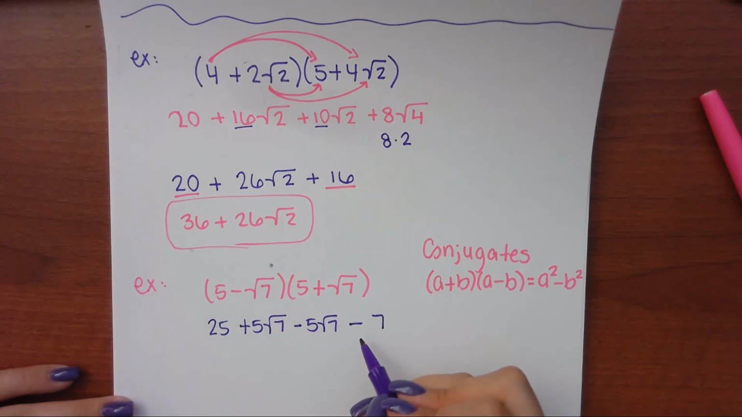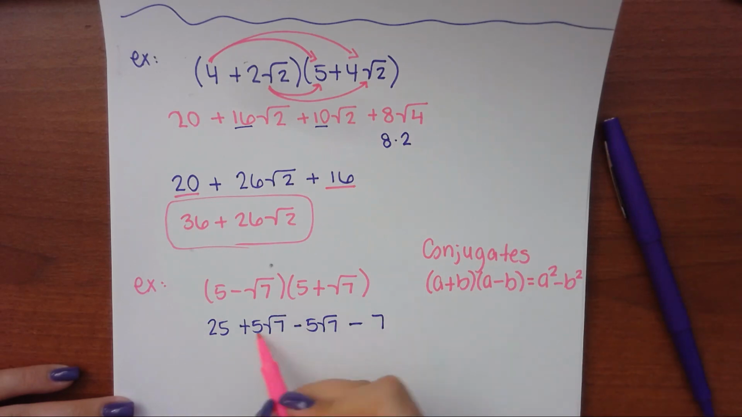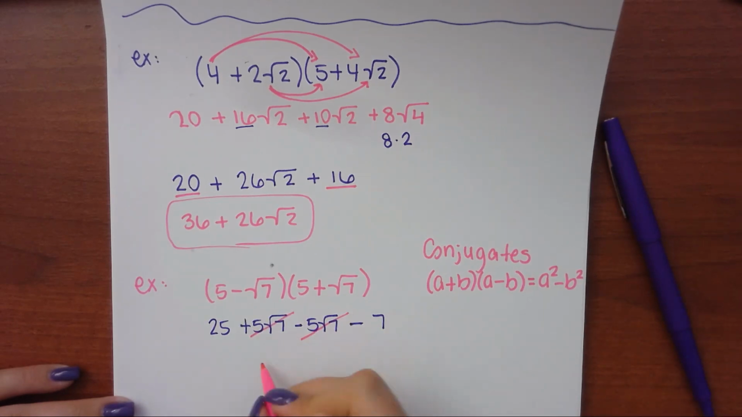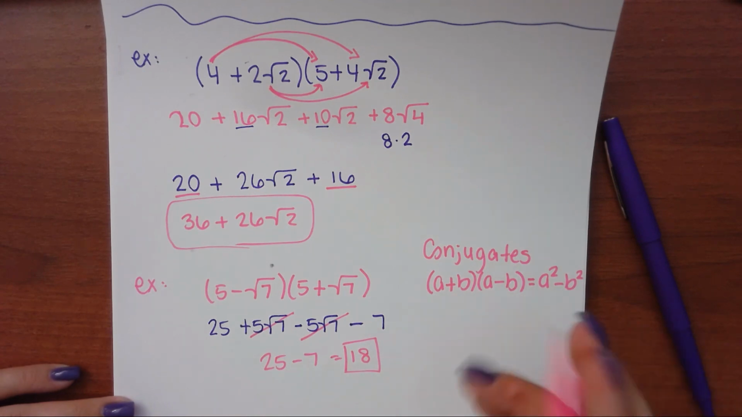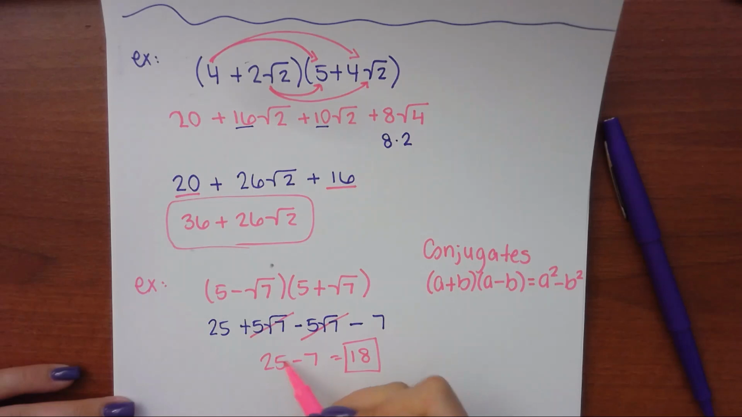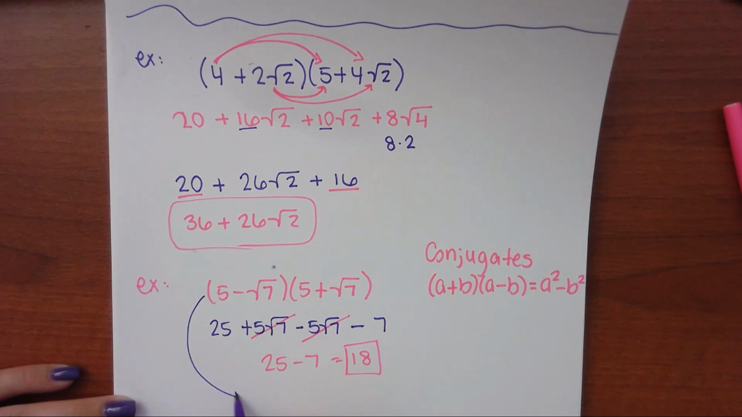Now, if you're looking at this, you should see that these cancel. And I have 25 minus 7. 25 minus 7 is 18. And that would be my final answer here. So with conjugates, you could have also just said that this is 5 squared minus the square root of 7 squared. That's another way to have looked at this because of the conjugates rule. Square root of 7 squared is 7. 5 squared is 25. 25 minus 7 is 18.